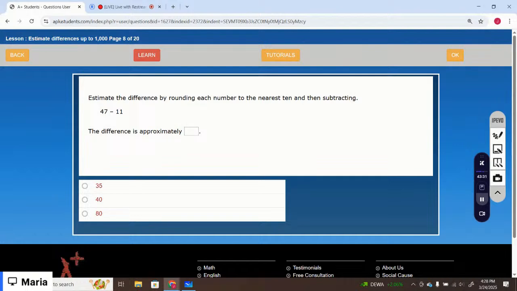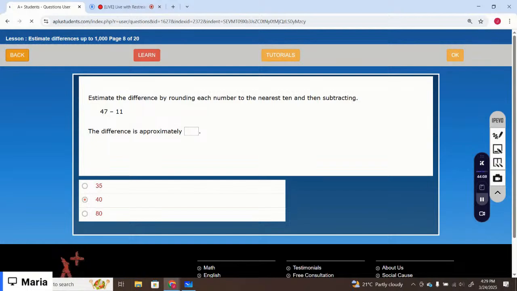Estimate the difference by rounding each number to the nearest 10 and then subtracting. 47 minus 11, so which is the correct option? 47 is rounded to 50 and 50 minus 10 is 40. Option number 2 is the correct option.